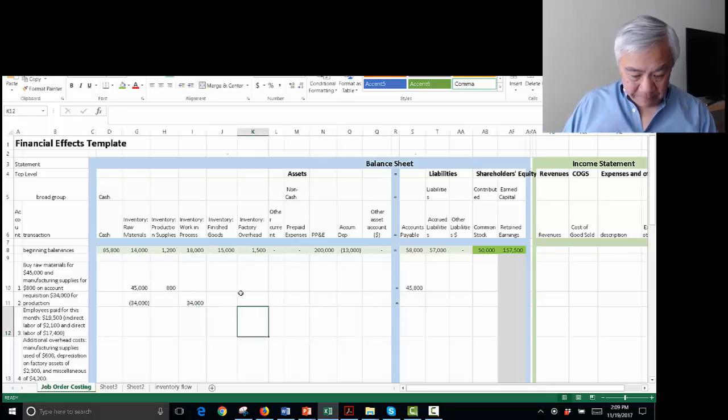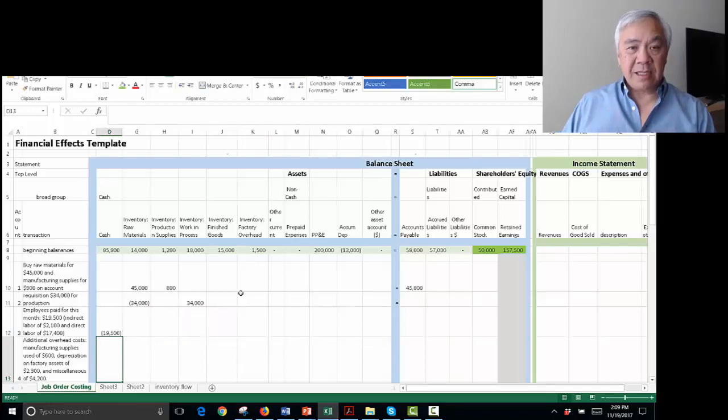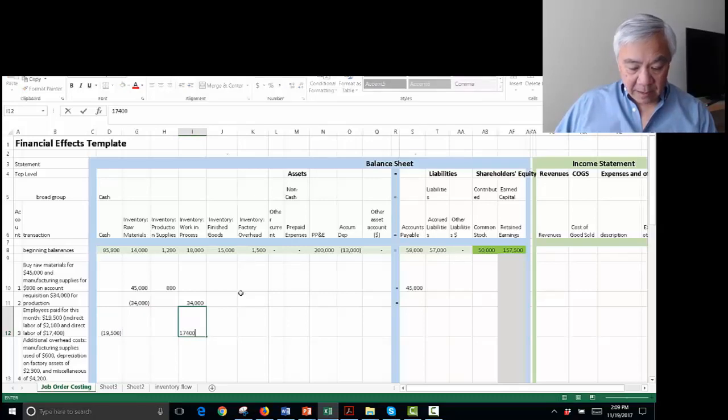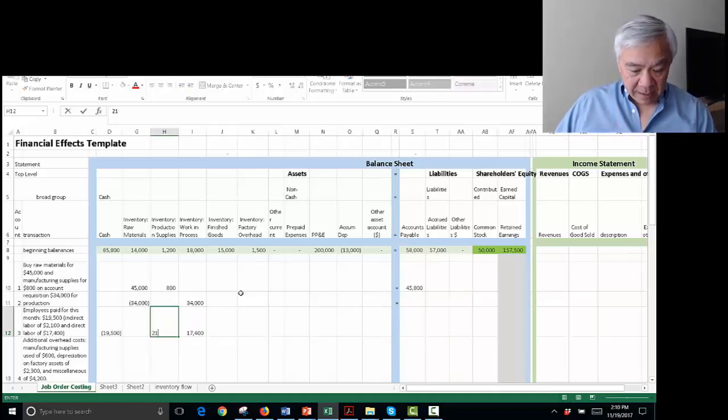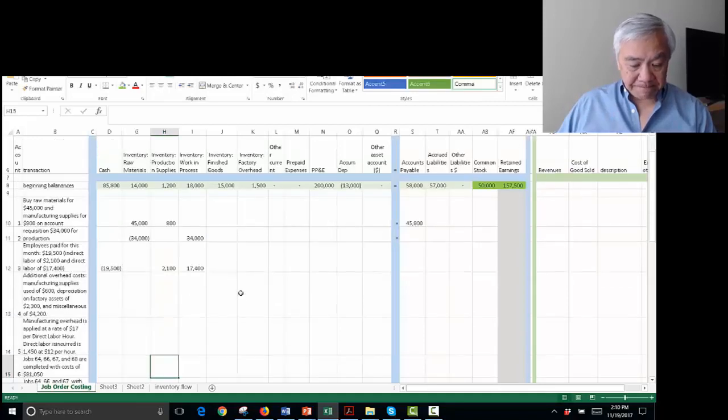Next is we have employees that get paid. Well, let's pay them in cash, minus 19,500. But what did they do? Well, some of them worked directly on jobs, and that was 17,400. And some of them worked on indirect items, and they could be calibrating machines or the janitorial that come in between shifts, etc. And they do work necessary for manufacturing, but they're just not hands-on the product. And that's $2,100.